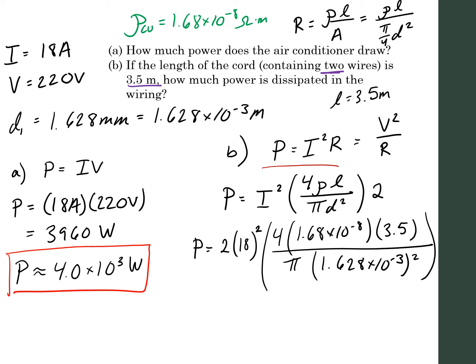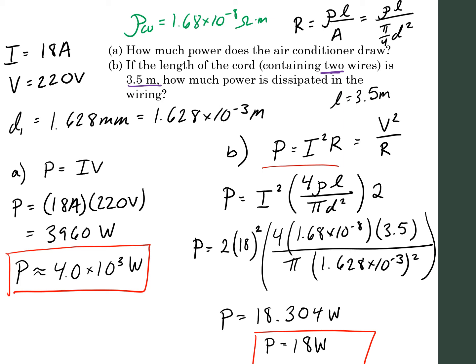So I can take all this and plug it in. I'm going to find that the power that is being dissipated in the wiring itself is 18.304 watts, or approximately 18 watts. So in A, I'm looking at the total power the air conditioner is drawing in. In part B, I have found out how much power is being lost purely by the copper wiring inside of our air conditioner.